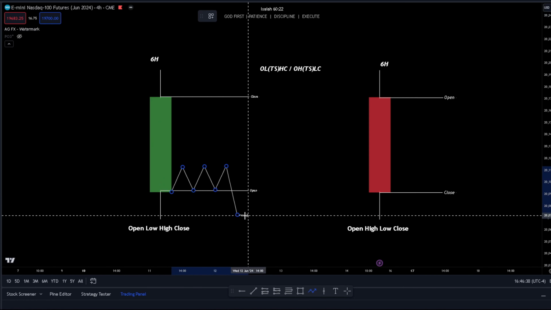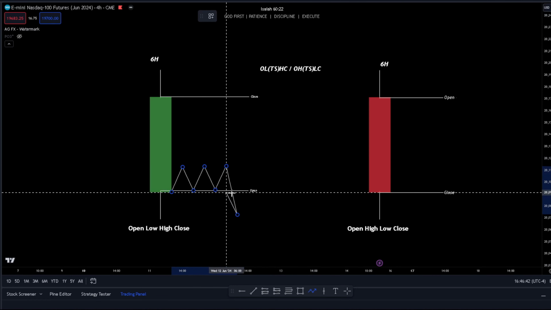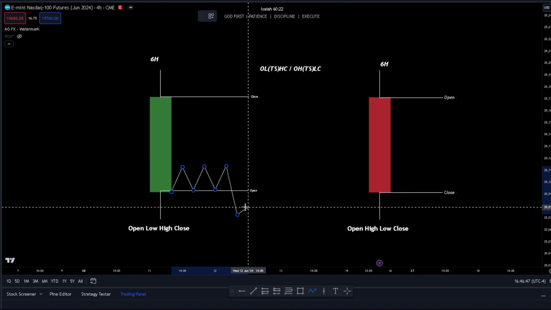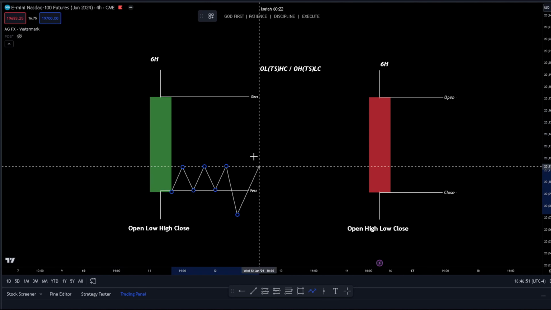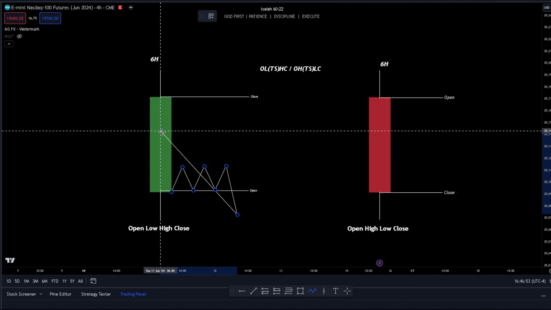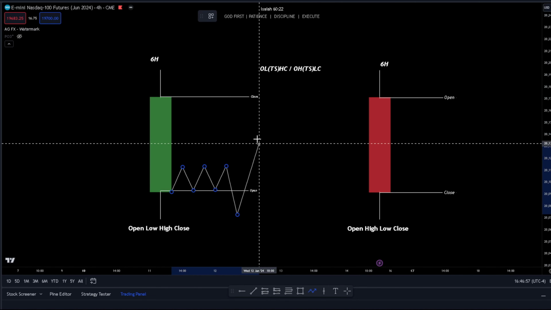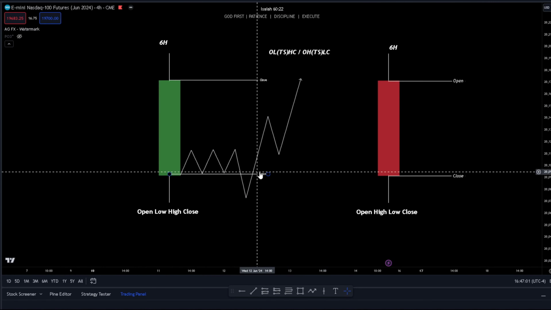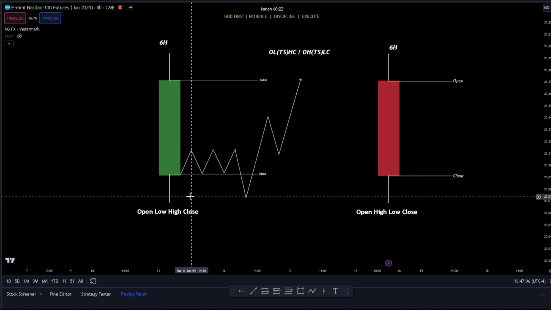So once we purge, you look for your entry, which for me is the turtle soup. You could look for the unicorn 2022 model. Once you get your model, you want to enter targeting the draw on liquidity. So you enter. For me, I would target 50% of the range and then the opposing end. So it's pretty simple, honestly. It'll just be like this. You wait for the manipulation inside of a key level and at a key time.